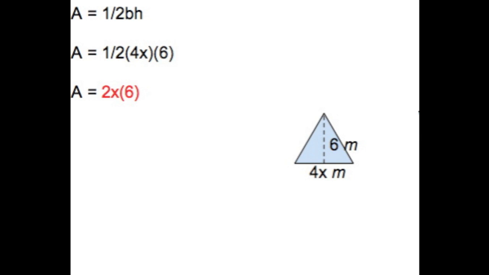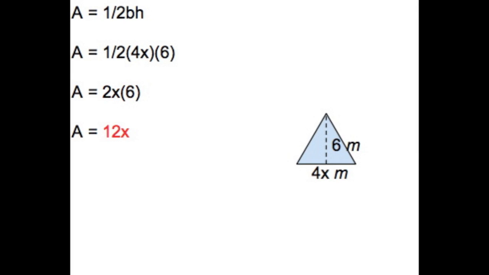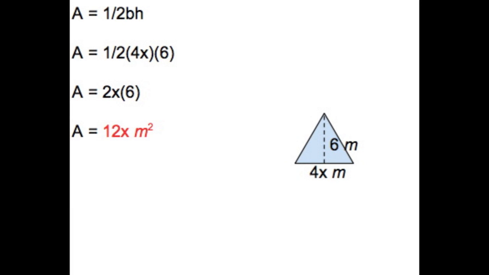1/2 times 4x is 2x. So then we have 2x times 6, which is 12x. Our unit will be square meters. So the area of this triangle is represented by the algebraic expression 12x square meters.